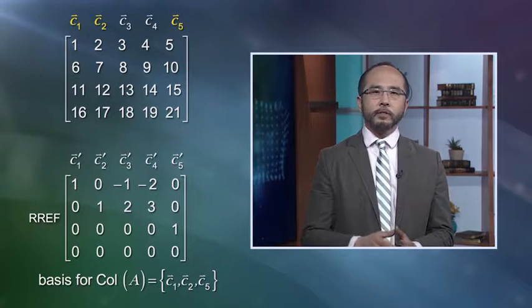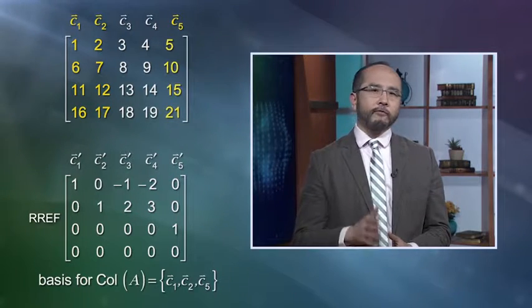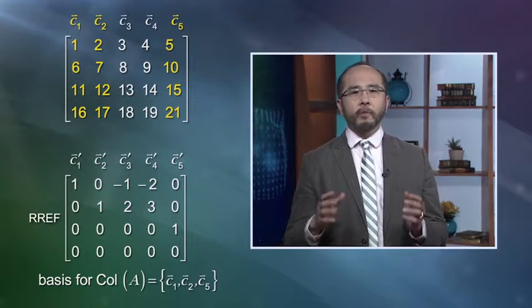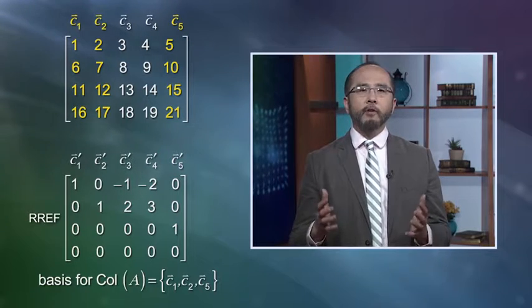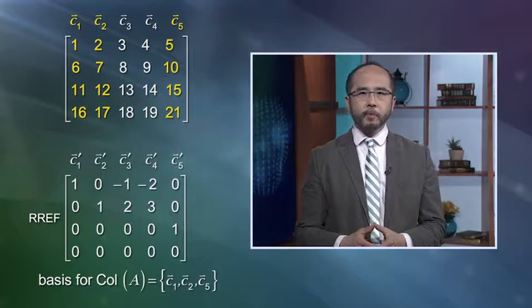That is, the vectors (1, 6, 11, 16), (2, 7, 12, 17), and (5, 10, 15, 21) are a basis for the span of all 5 columns. The span must be a 3-dimensional subspace of R4.